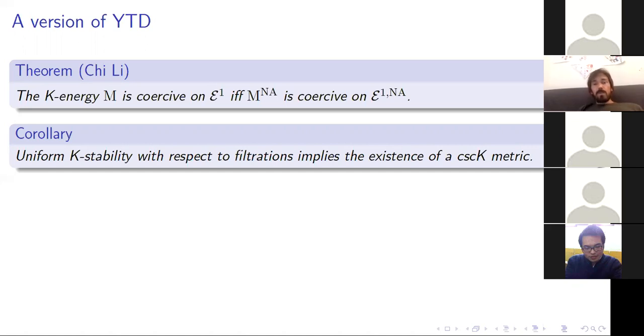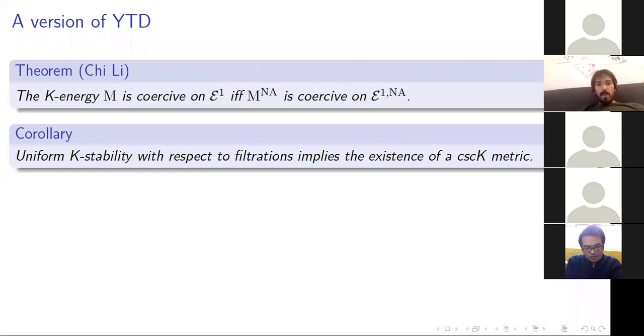Then, of course, you would want to reduce the space of test objects and go back to the more traditional formulation of the YTD conjecture. On the left-hand side of the story, coercivity of M on the bigger space E1 is in fact already known to be equivalent to coercivity on the smaller space script H. This was already proved in a paper by Berman, Darvas, and Lu. So on that part of the story, it's equivalent to work on H or to work on E1. On the right-hand side, on the other hand, it's not known at this point that you can really reduce coercivity on the bigger space E1 NA to coercivity on the smaller one. So it's a regularization result that is missing in this situation. We have a precise conjecture with Mattias Jonsson that should do the job, but we don't know how to prove it. So that's somehow the remaining bit to get the full YTD. And it's a purely algebro-geometric question.